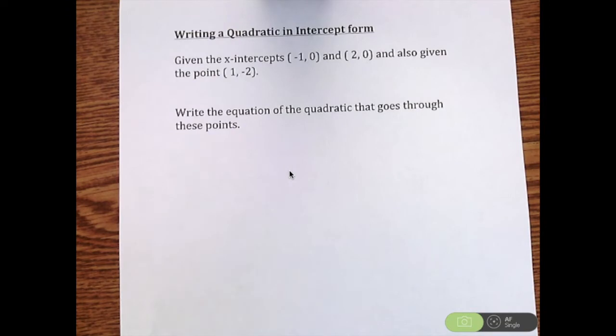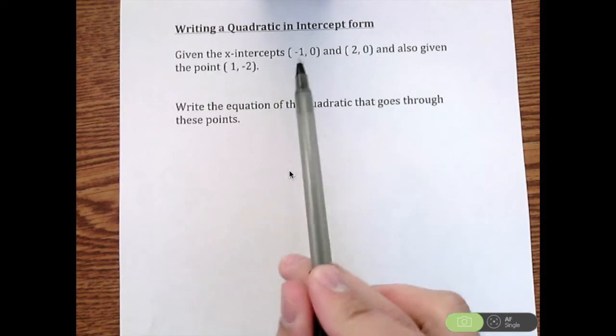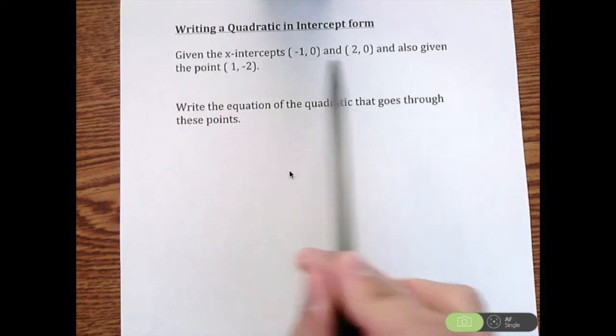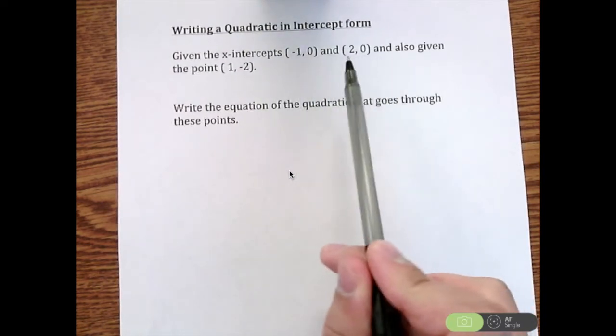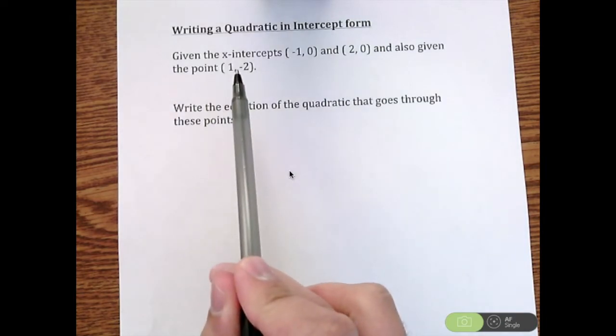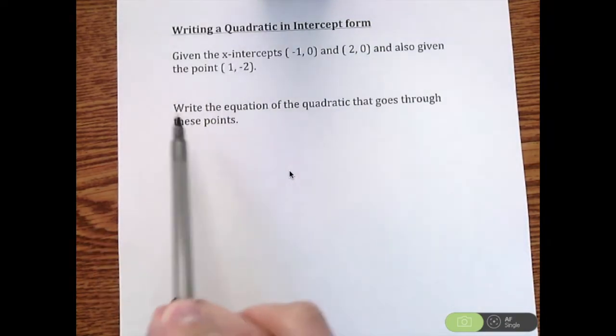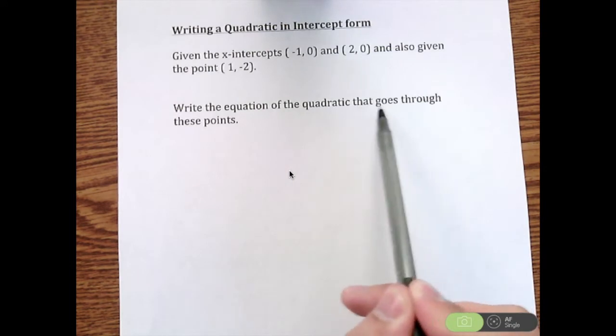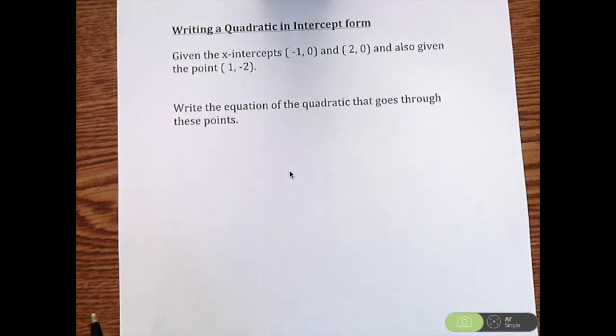In this video, I'm going to show you how to write a quadratic in intercept form. So in our problem, it's going to tell us, given that the x-intercepts are (-1, 0) and (2, 0), so those are our two x-intercepts, and also given the point (1, -2), we're going to write the equation of the quadratic that goes through these points.